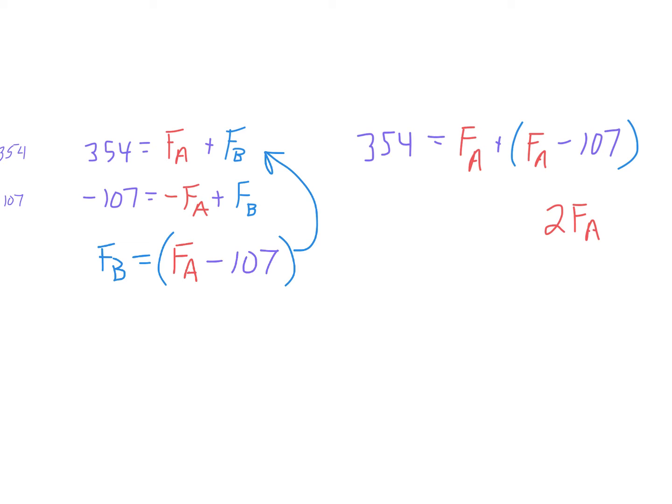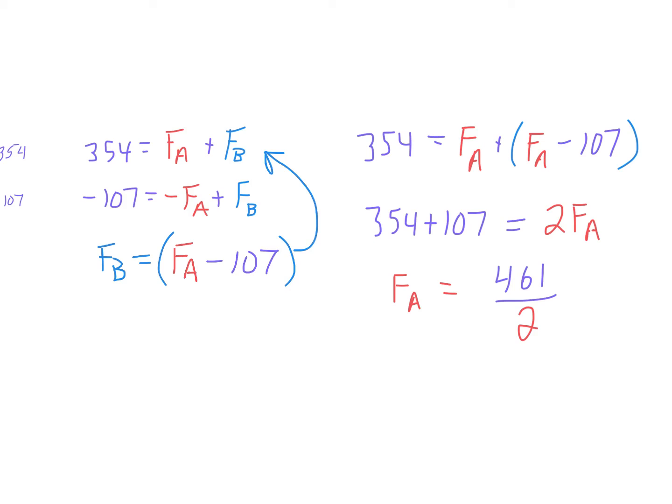The negative 107, we're going to move it to the opposite side. So that's going to become 354. Instead of subtracting 107, we're going to add the 107. And that's going to be equal to 2FA. So if I'm solving for FA by itself, then we're going to add, let's see, 354 plus 107 is 461, divided by the 2. The 2 is coming from the 2FA.